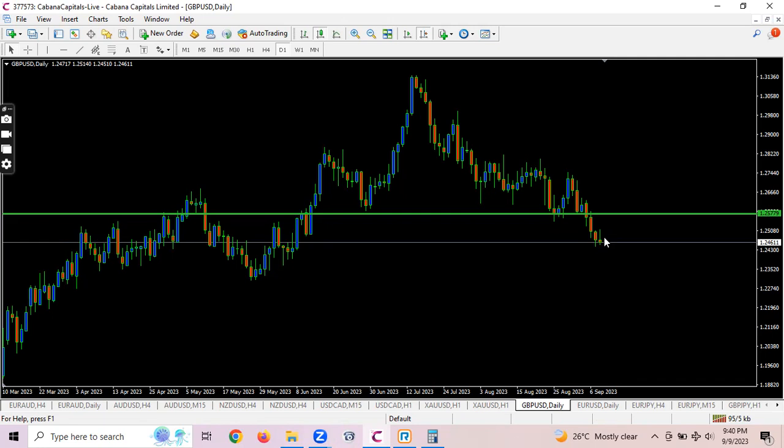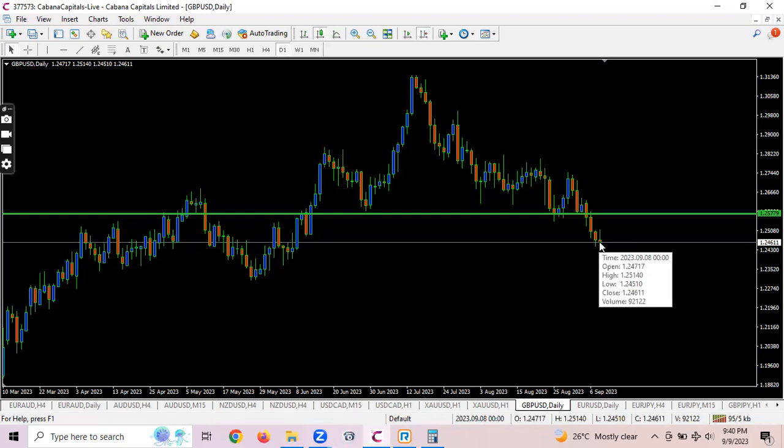The next candle has to close bullish before we would buy. So if a Monday candle closes bullish, there's a high probability that GBP USD will be bullish. Now, if Monday candle closes bullish, we would have a new support.